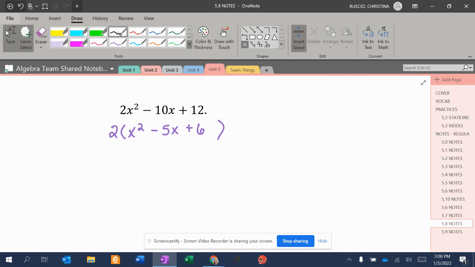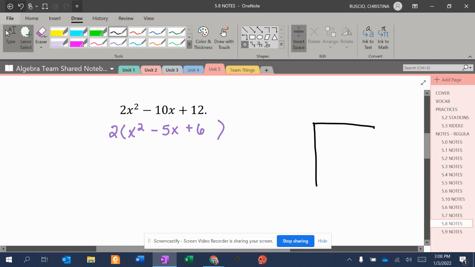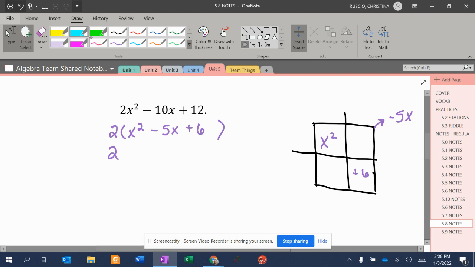All right, perfect. Now we have a trinomial that's left inside the parentheses that looks a whole lot like what we've been factoring. So I'm going to take that x squared minus 5x plus 6 and hopefully factor it so that my final answer will be 2 all times this trinomial factored. So let's see what we have up our sleeves. Well, x times x is x squared. And what are two numbers that multiply to 6? Well, 1 and 6, 2 and 3. I'm going to try 2 and 3.